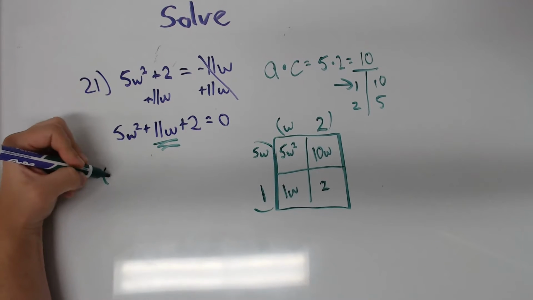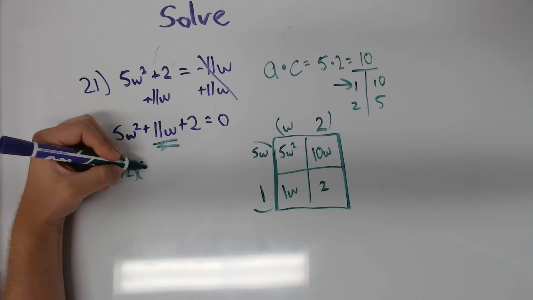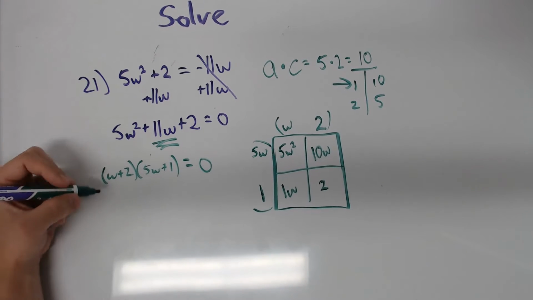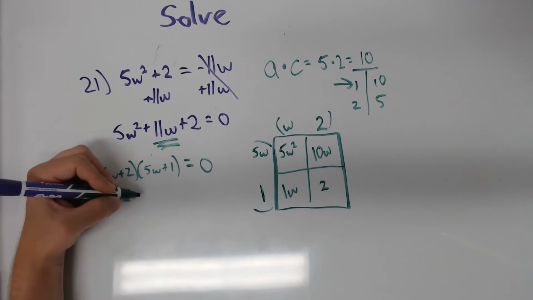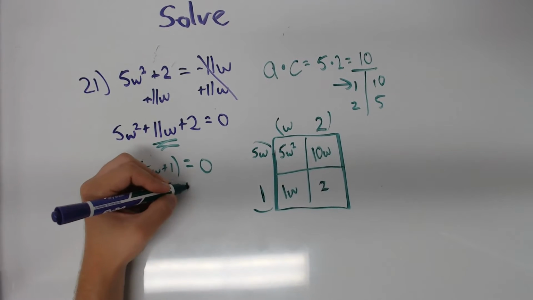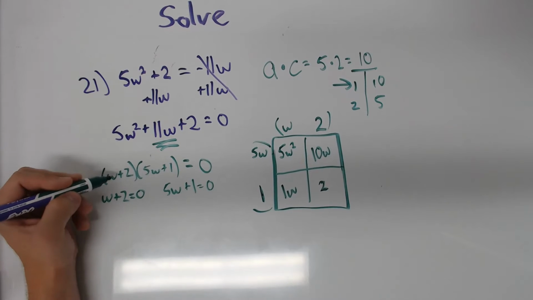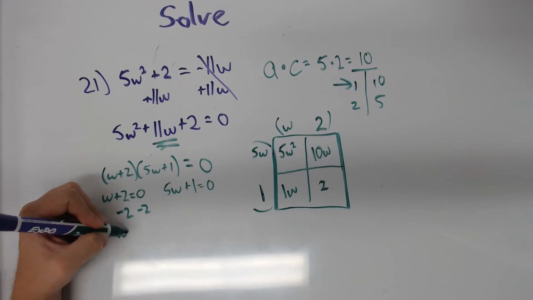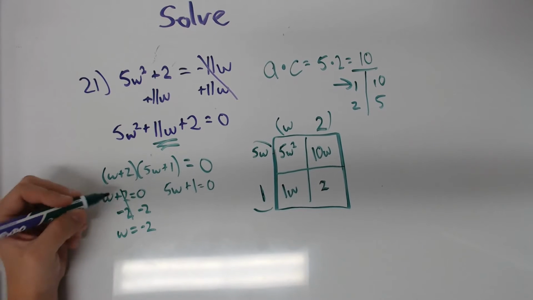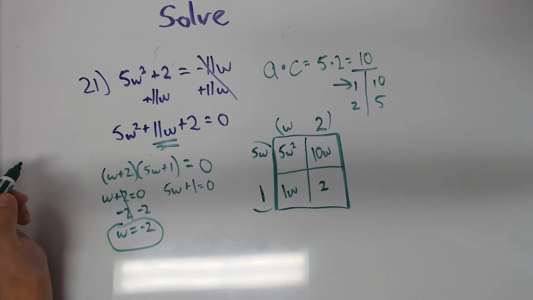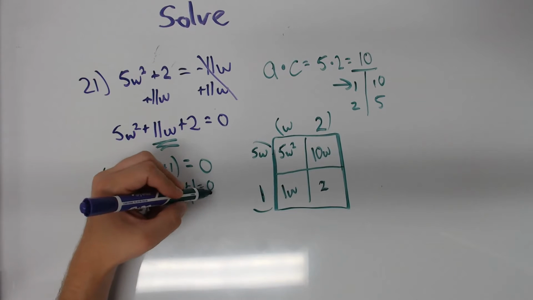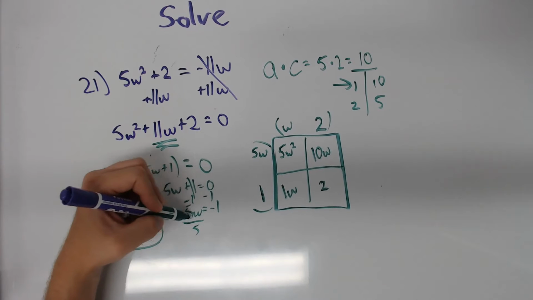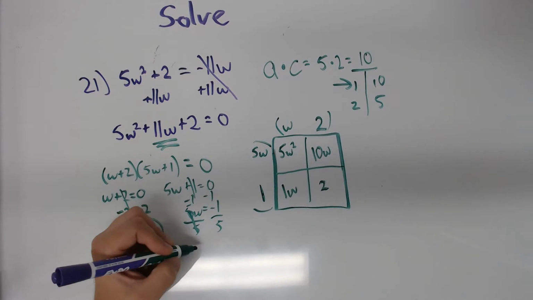So now this is w plus 2 and 5w plus 1 equals 0. And now we're back to the zero product property. W plus 2 equals 0 and 5w plus 1 equals 0. I got it to factored form, but you can't stop here because those aren't actually the solutions. Those are the factors, not the solutions. So I got to do my algebra steps again to finish off this problem. Divide by 5. I get negative 1/5 for this one.